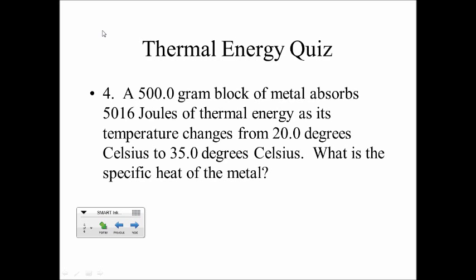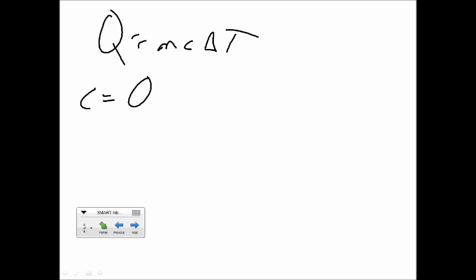So really the only equation we've used so far to do this is this one, Q, heat, equals MC delta T. And we're trying to find specific heat, which is C in our equation. So if we do a little algebra on that, C equals Q divided by M delta T. Now if we go back and look at the problem, it tells us that the metal absorbs 5,016 joules. That's Q.